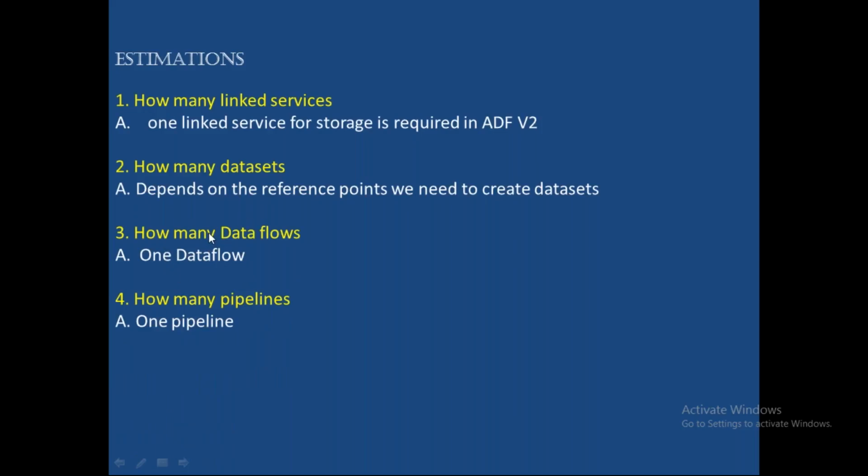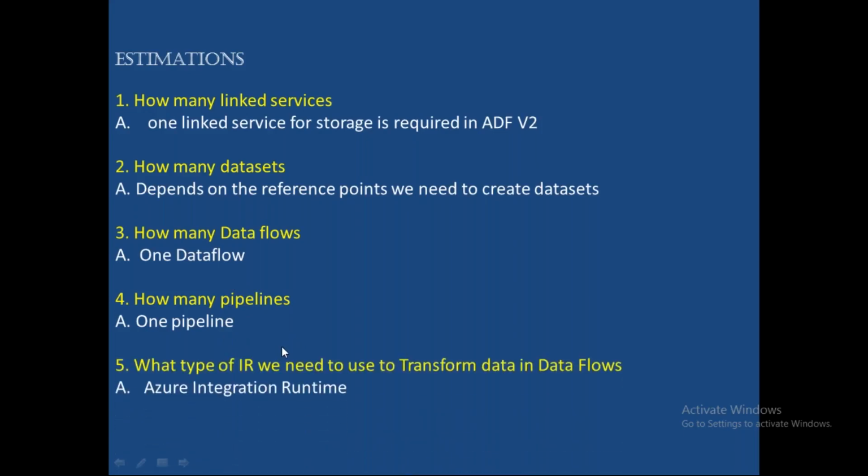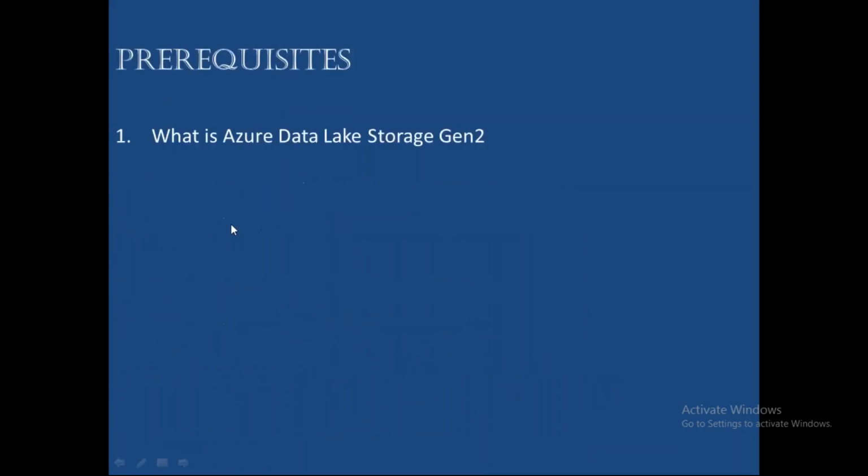For DQ checks, I'm going to use one data flow. So how many pipelines will I use to execute these two data flows? One pipeline. What type of IR do we need to use? We can use the Azure IR to dispatch the job on a Databricks cluster so that it will execute. The second option is you can directly run your job on an Azure IR. Both are possible.